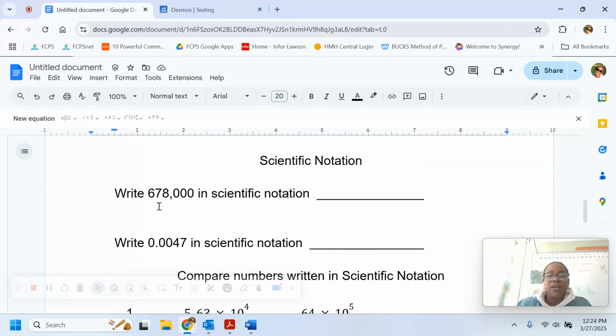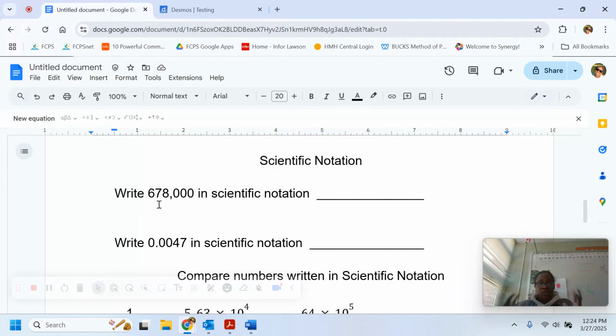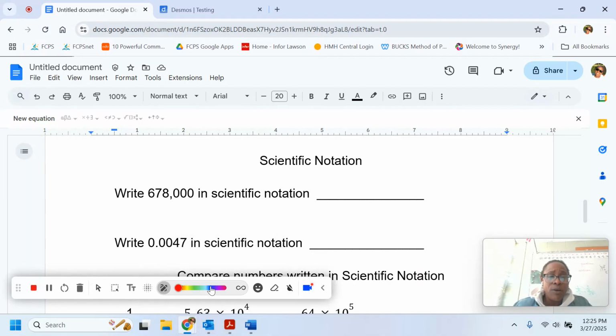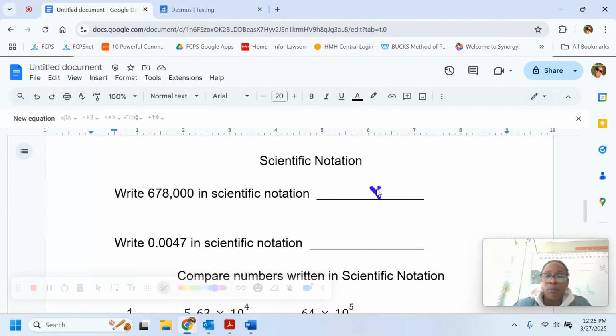All right, so now we're going to go ahead and look at scientific notation. This is just a quick review. It tells us to write 678,000 in scientific notation. If you remember, when we write numbers in scientific notation, it has to be multiplied by 10 to the something power. Because this is a large number and there's no decimal, you start at the back and you go 1, 2, 3, 4, 5. Okay, so the decimal point goes in between the 6 and the 7.